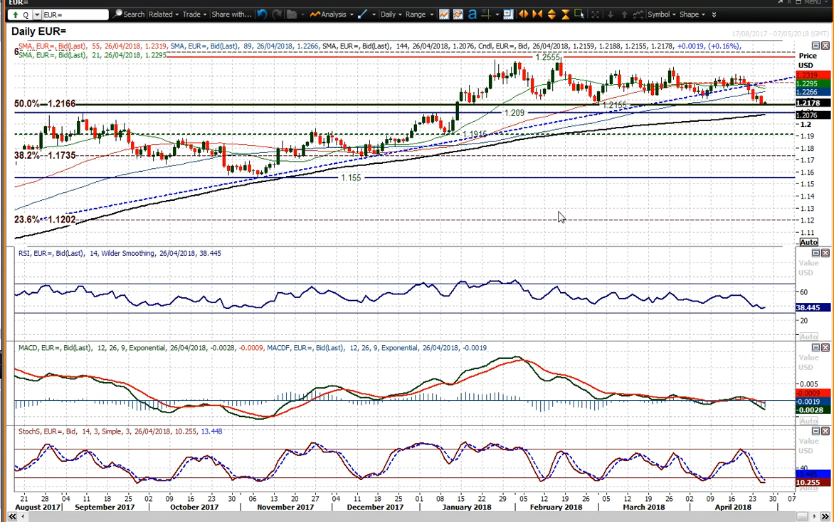So today, volatility around the ECB, but yeah, looking a little bit negative, I think, for the euro at the moment.